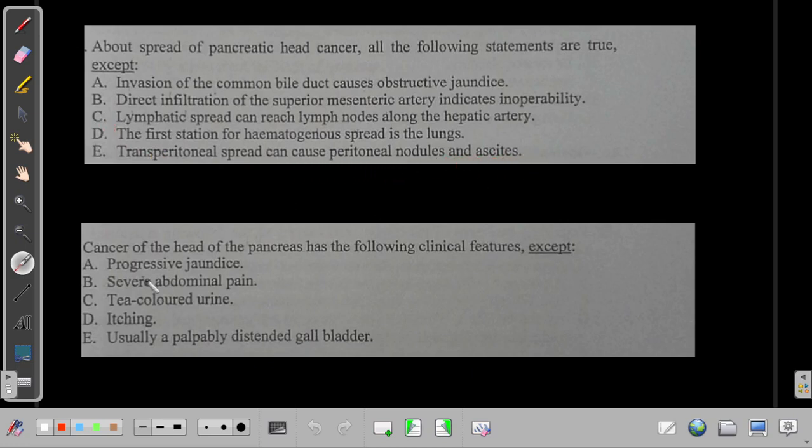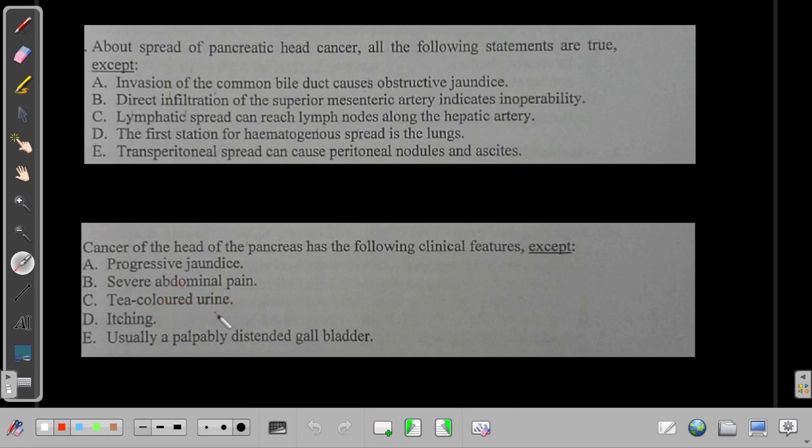Okay? Go for D. Transperitoneal spread can cause peritoneal nodules and ascites. That's true. Cancer of the head of the pancreas has the following clinical feature except progressive jaundice. That's true. Severe abdominal pain. No. This is the exception. This is untrue. As a matter of fact, obstructive jaundice of carcinoma of the head of the pancreas is initially painless. There is no marked pain in malignant obstructive jaundice due to carcinoma of the head of the pancreas.